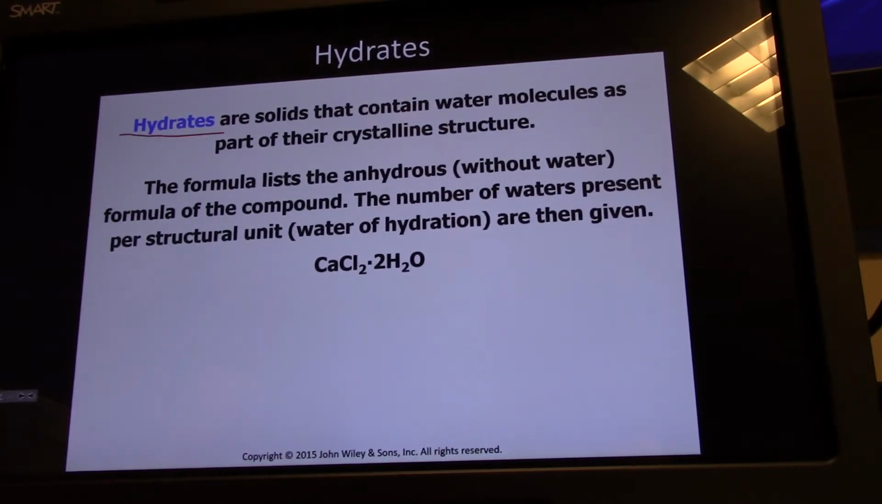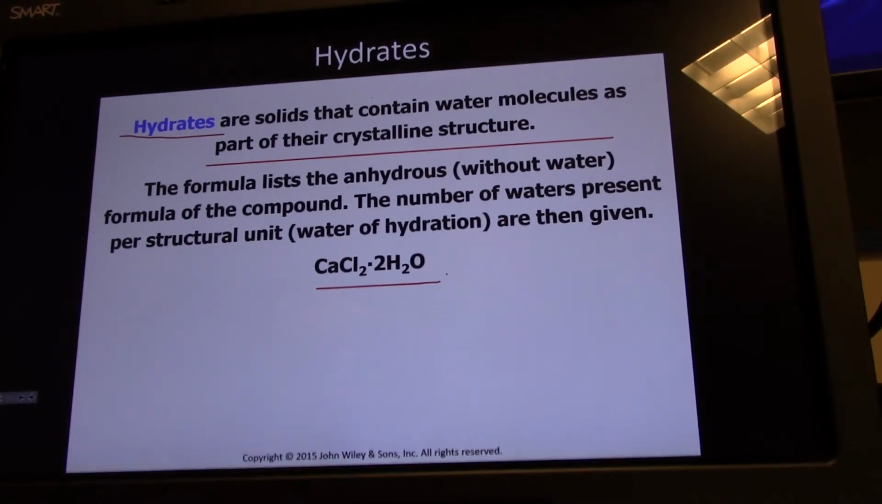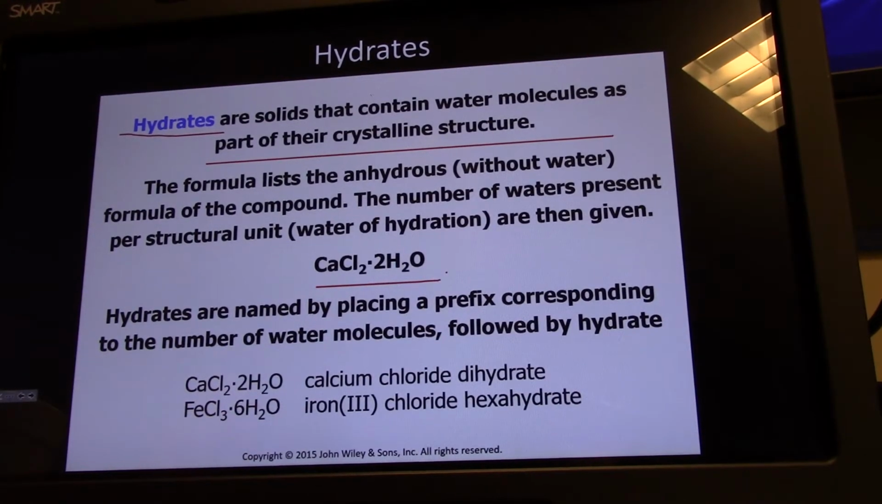Hydrates. We'll do this in lab next week. Hydrates are solids that contain water molecules as part of their crystalline structure. The formula lists the anhydrous formula, and then a dot, and then how many waters attach. So for calcium chloride, 2 molecules of water will bind to every calcium. And every molecule is different. Copper(II) sulfate will have 5. Iron(III) chloride will have 6 waters that will bind to it.